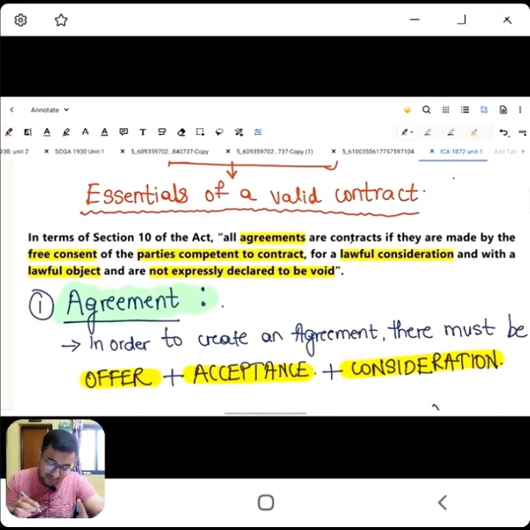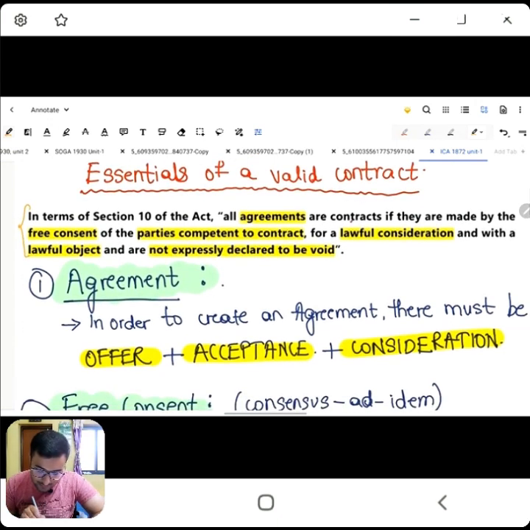Section 10, which I'm telling you is so important, is nothing but these small three lines, right? Just three lines. Let's read. In terms of Section 10 of the Act, all agreements are contracts if they are made by free consent of the parties competent to contract for a lawful consideration with a lawful object and are not expressly declared to be void. Now, in these three lines, there are six conditions that have to be present in a particular transaction to call it a contract.